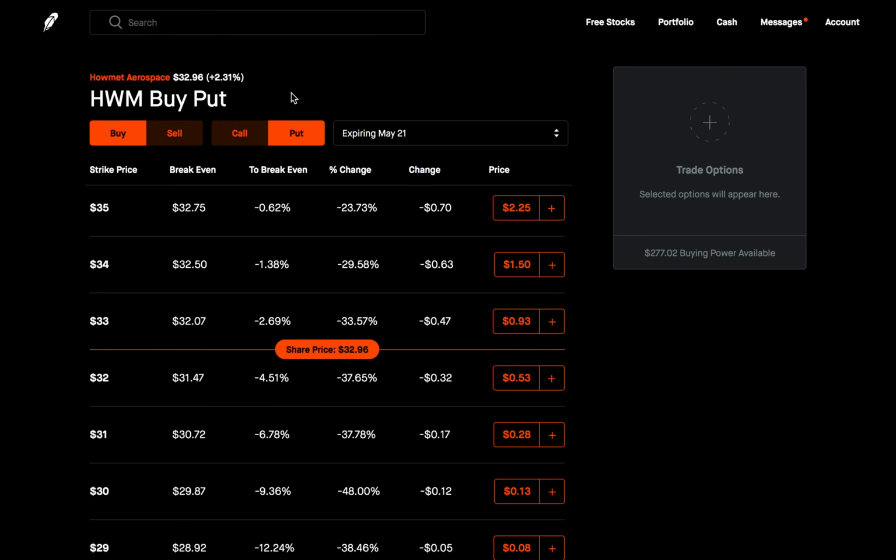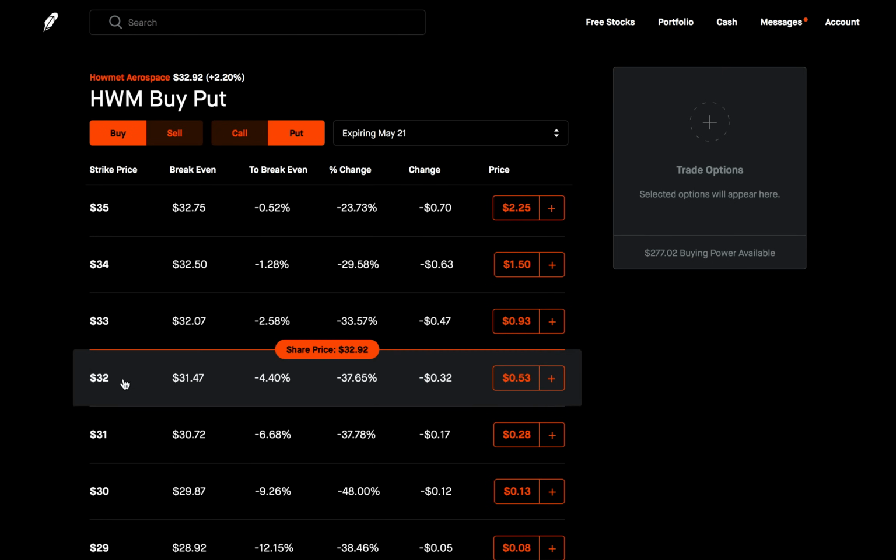And so the first thing that I'm going to want to do is first determine what price I believe my stock will be at on expiration. So you can see the current expiration for these options is May 21st. So the first thing I'd want to do is try to determine what price I think this stock will be at on May 21st. Now let's say I believe this stock will be at around $32 on the expiration date of May 21st. So around $32.